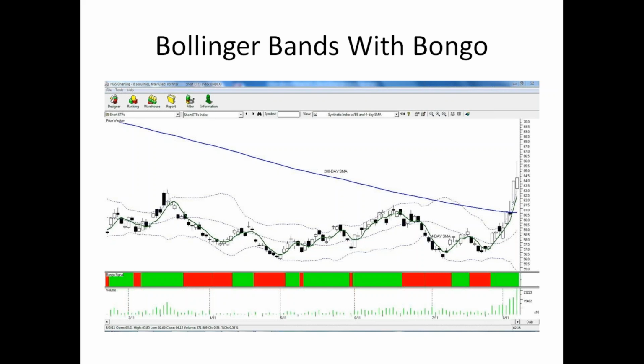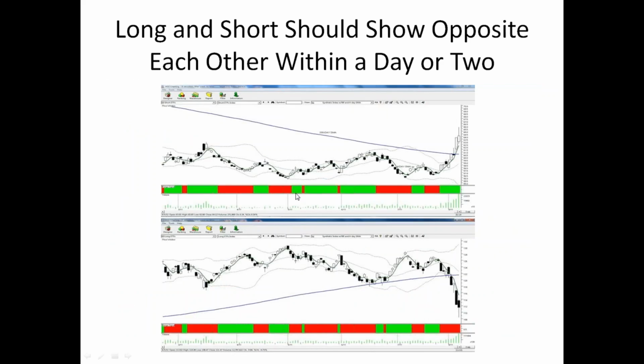Now, it's important to note, and I've been showing you the short ETF all this time. Here's the long ETF. And in this case I showed it with the Bongo because it's visually easier to see, but they should show opposite each other within a day or two. In other words, on the short chart, the day that the Bongo goes from no to yes, on the short side, the long should go from yes to no. These should be inverse with each other, give or take a day. Not always necessarily going to be the exact same day.